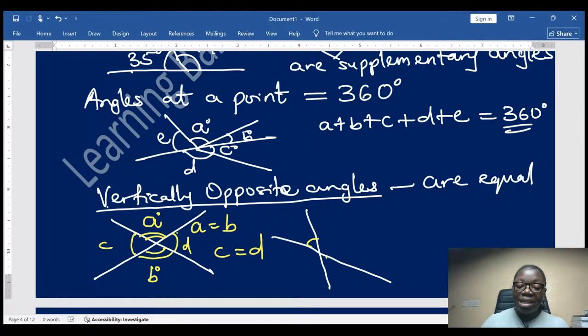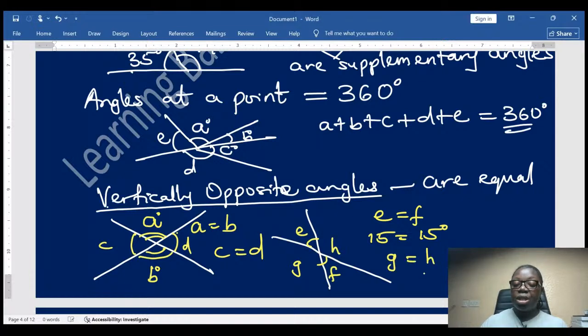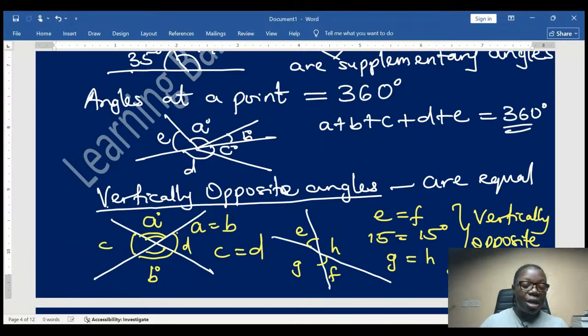Now, when we have this X diagram, and you have E and F, if E is 15 degrees, F is also 15 degrees. You have G and H. G is also equal to H. They are vertically opposite angles, all right? Vertically opposite angles are equal.